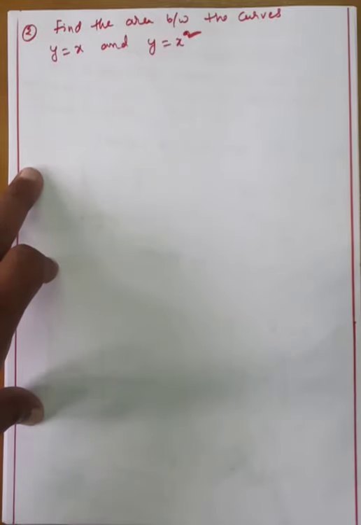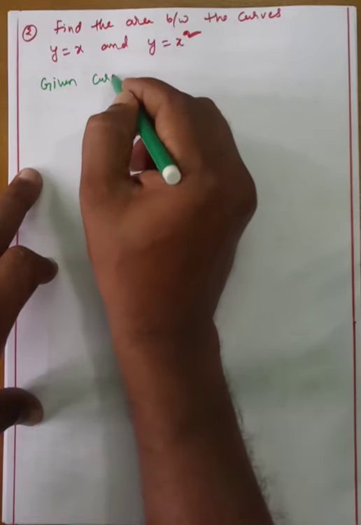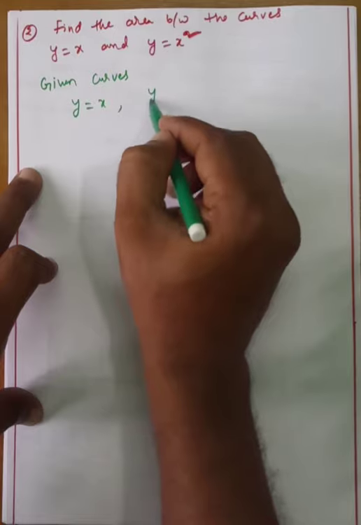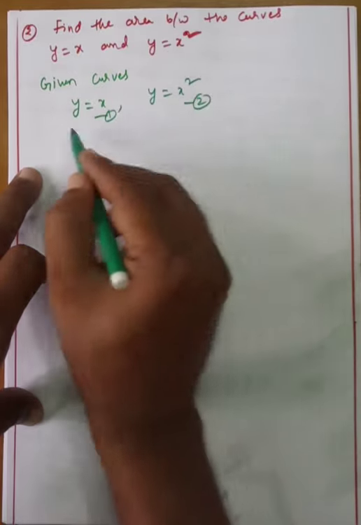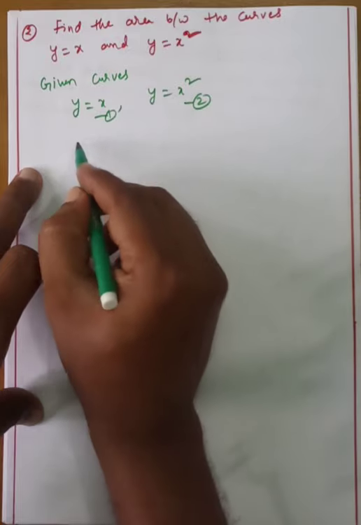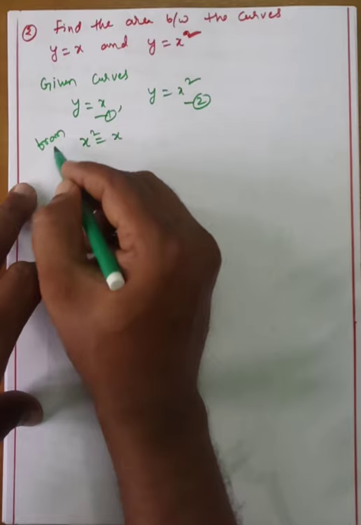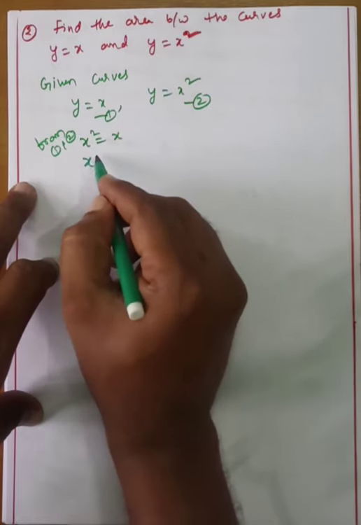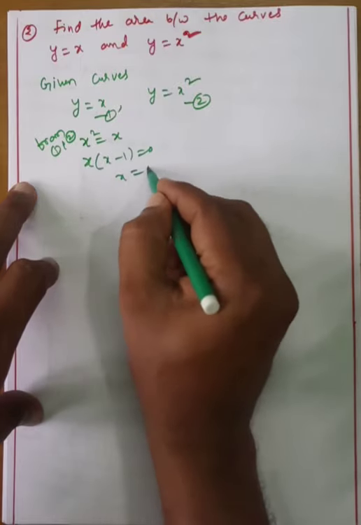Now what are the given curves? The given curves are y is equal to x, comma y is equal to x square. This is equation number 1, and this is equation number 2. From 1 and 2, if the y value is equal, then 100% the x value is equal. Therefore x square is equal to x. That is the point of intersection from 1 and 2. Okay, x square equal to x. That means x common, x minus 1 equal to 0. Now x is equal to 0, comma 1.